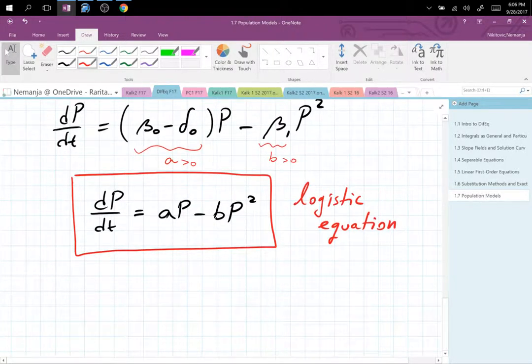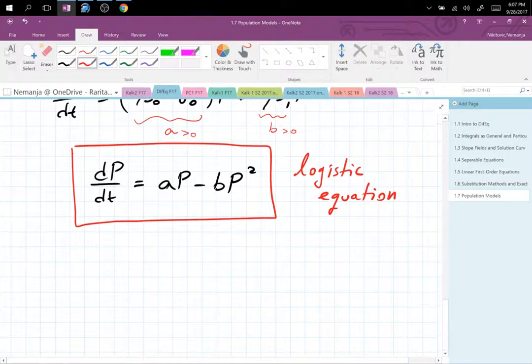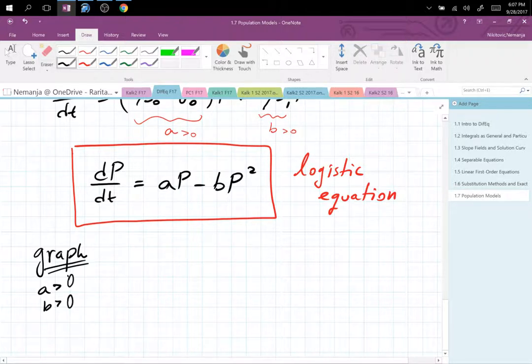The reason, so once you solve this, you are going to get crazy looking solutions. We are going to solve one of these, obviously. But then, what's interesting is to see the graph of this one when A is larger than 0 and B is larger than 0. So when this happens, the population model looks like this.